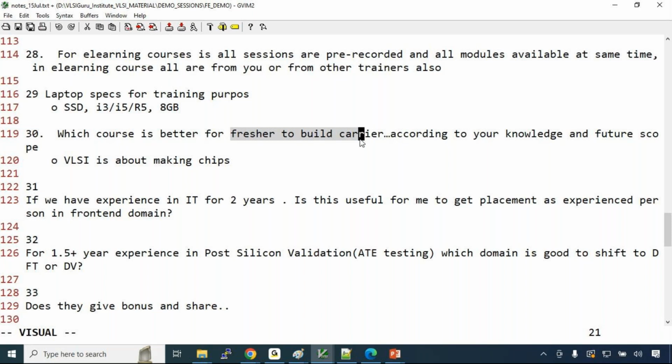What is the best suggestion I can give you? Randomly start any course. You start FPGA for 2 months. You try it. If you like it, you continue. Otherwise, you switch to any other domain, because during the 2.5 months you would have got exposure, right? Based on that, you can always switch the domain.